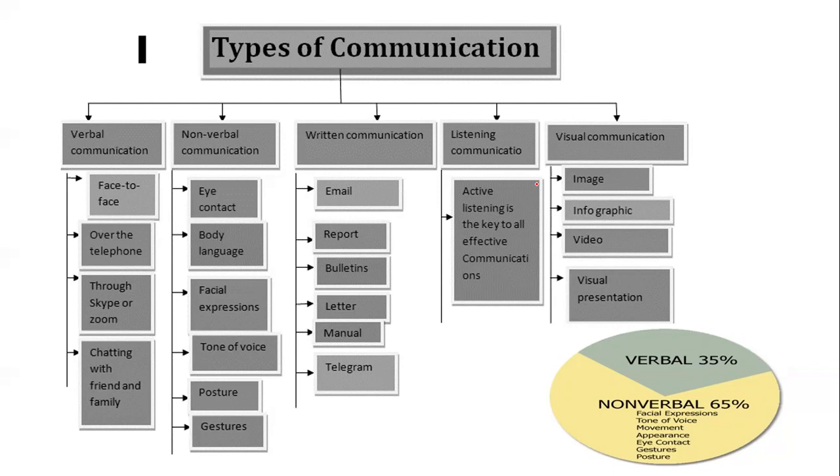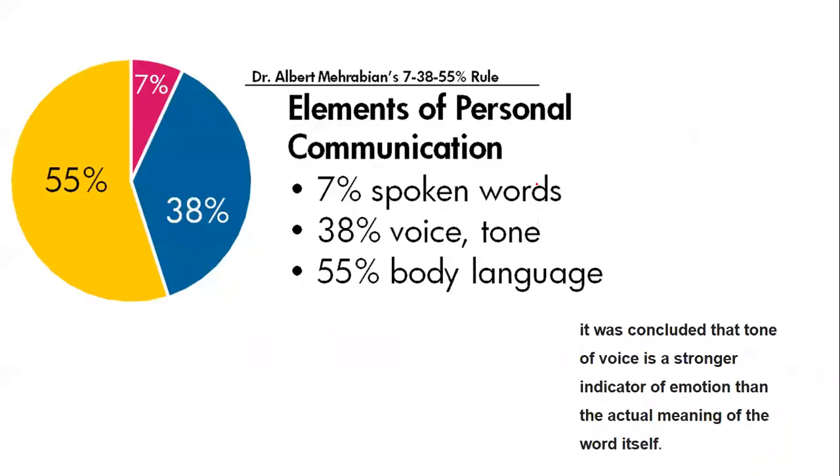So verbal communication comprises 35%, and non-verbal communication comprises 65%, with facial expressions, tone, movement, appearance, eye contact, gestures, and postures. If you take the rule of Dr. Albert Mehrabian's theory, 7% weightage is taken by spoken words, 38% by voice, and 55% by body language. So it is concluded that tone of voice is stronger than the actual words.